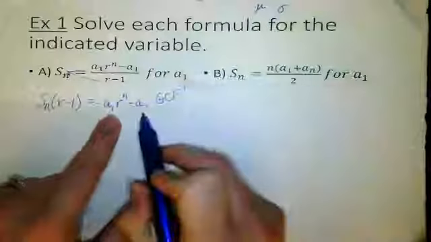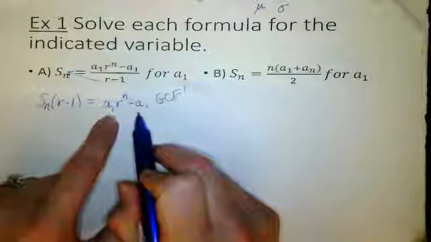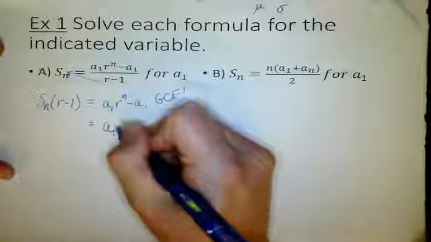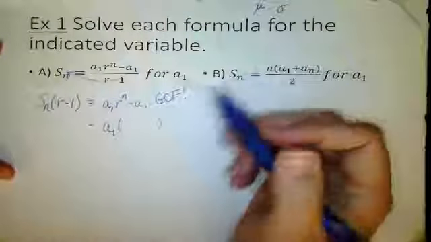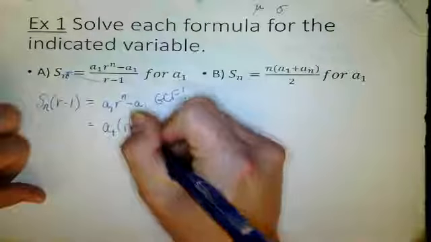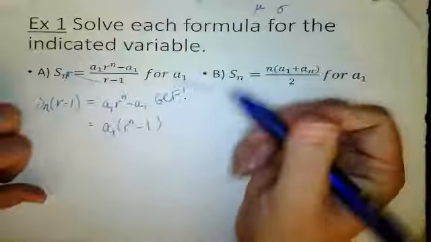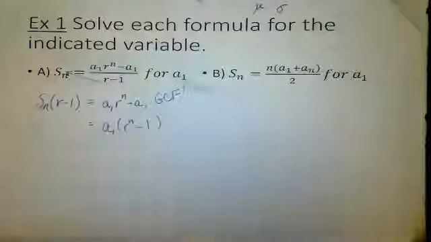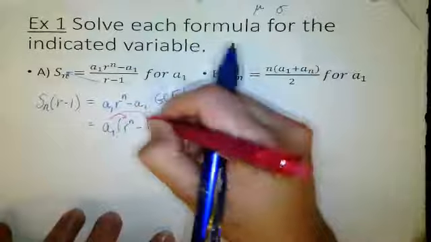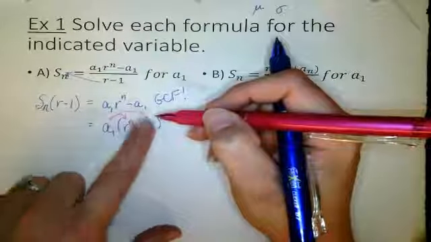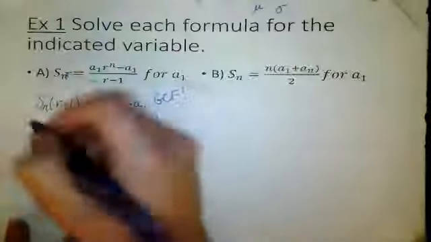GCF, greatest common factor. There are two terms here. What do they have in common? A sub 1. Yeah, so I'm going to factor out the A sub 1. That is very, very tricky. What's left behind if I take out A sub 1? R to the n minus 1. Very good. How do you know you did that right? Distribute it. A sub 1 times R to the n is there, and then A sub 1 times 1 would be that A sub 1. Okay, so we know we did that right.